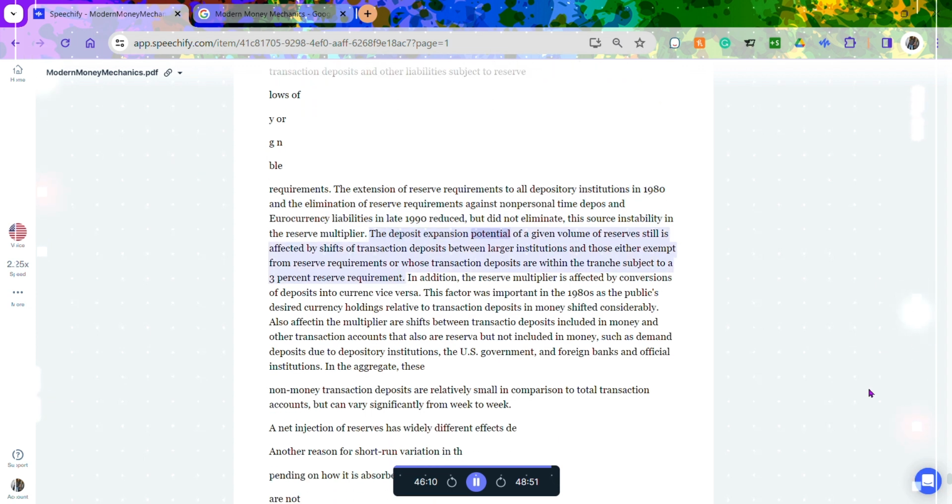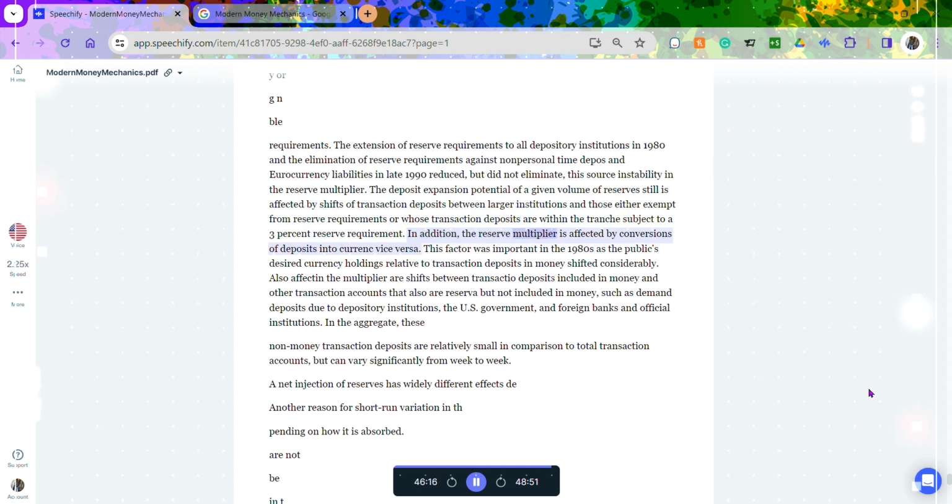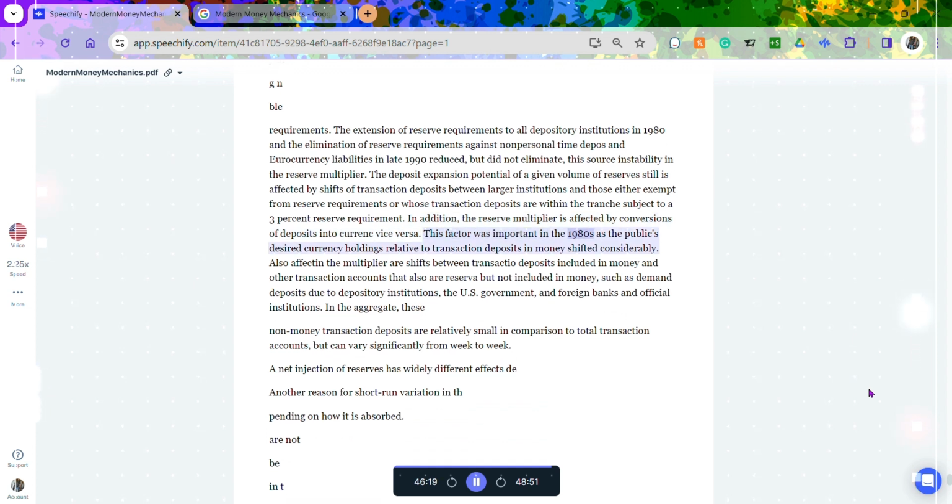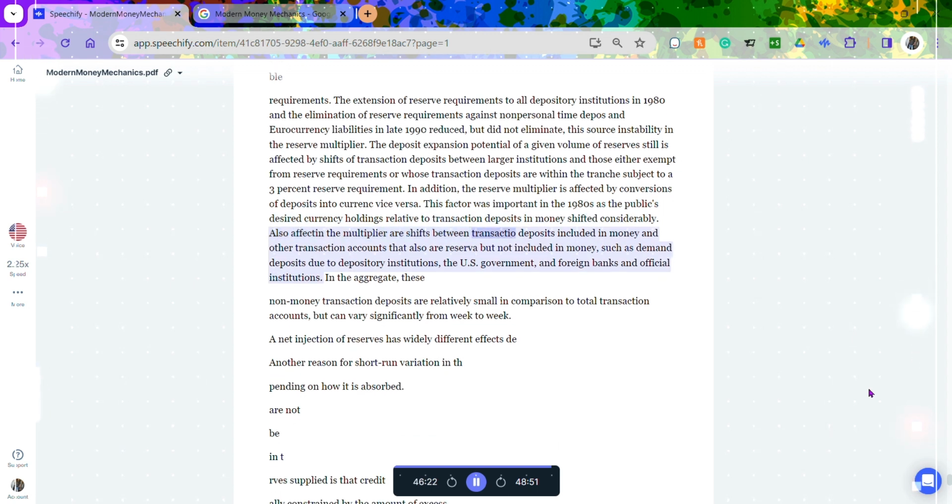The deposit expansion potential of a given volume of reserves still is affected by shifts of transaction deposits between larger institutions and those either exempt from reserve requirements or whose transaction deposits are within the tranche subject to a 3% reserve requirement. In addition, the reserve multiplier is affected by conversions of deposits into currency and vice versa. This factor was important in the 1980s as the public's desired currency holdings relative to transaction deposits in money shifted considerably. Also affecting the multiplier are shifts between transaction deposits included in money and other transaction accounts that also are reservable but not included in money, such as demand deposits due to depository institutions, the U.S. government, and foreign banks and official institutions.